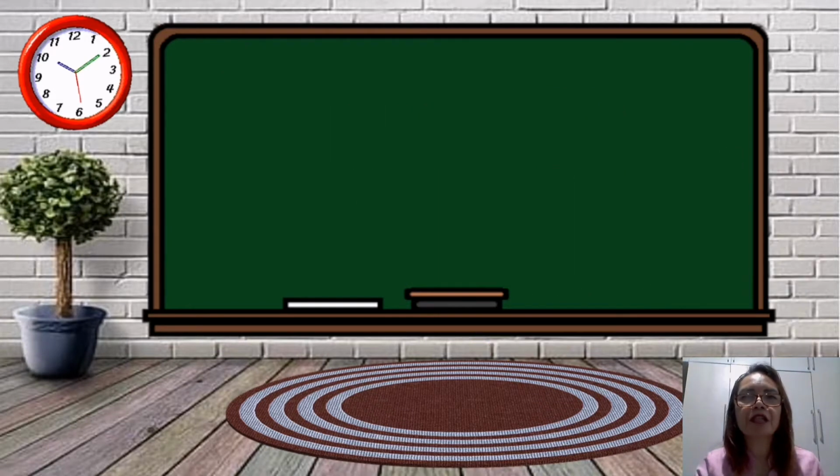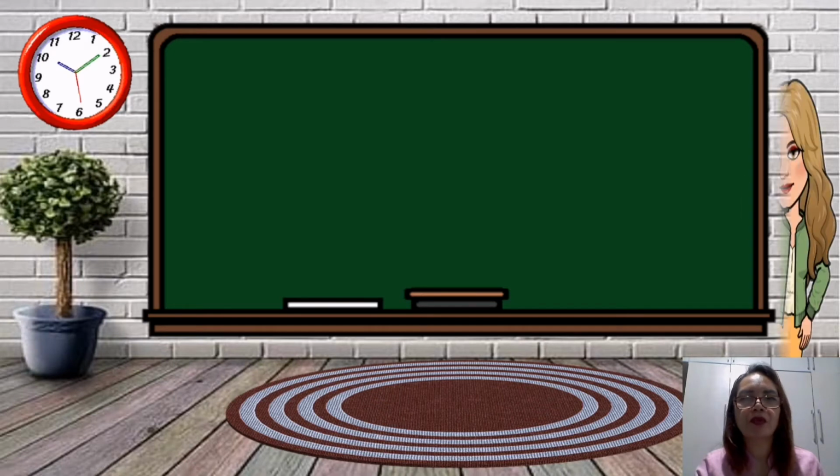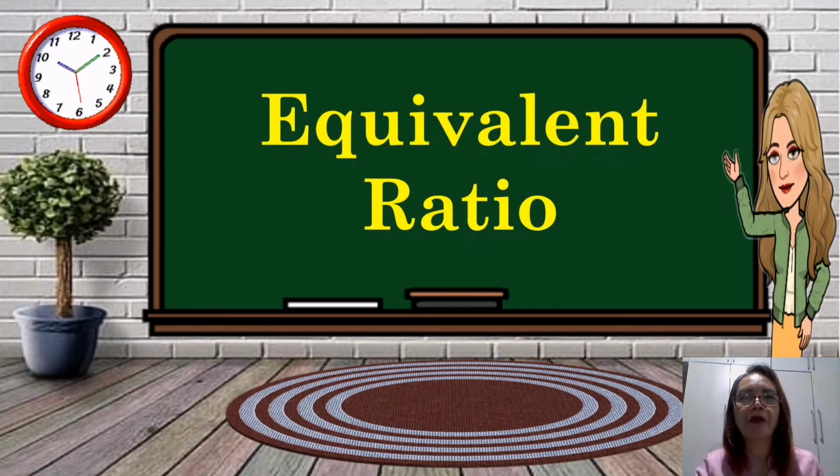Our topic for today is about equivalent ratio. Ratios are used to compare numbers. When you're working with ratios, it's sometimes easier to work with an equivalent ratio. Equivalent ratios have different numbers but represent the same relationship. In this video, you'll see how to find equivalent ratios by first writing the given ratio as a fraction. Okay? So take a look at this and let's start.